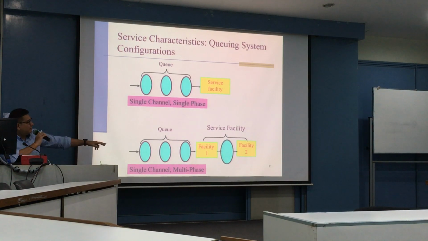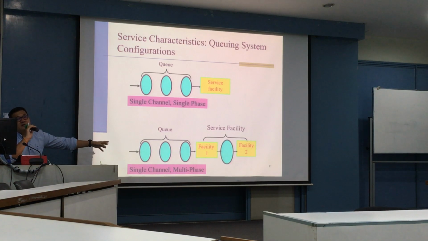And the second one, the bottom one, is the single channel multiple phase. Why single channel? Because at every point where the customer gets the service, you have only one service provider. And it's multiple phase because the customer has more than one stopping point. This can be 2 stopping points.